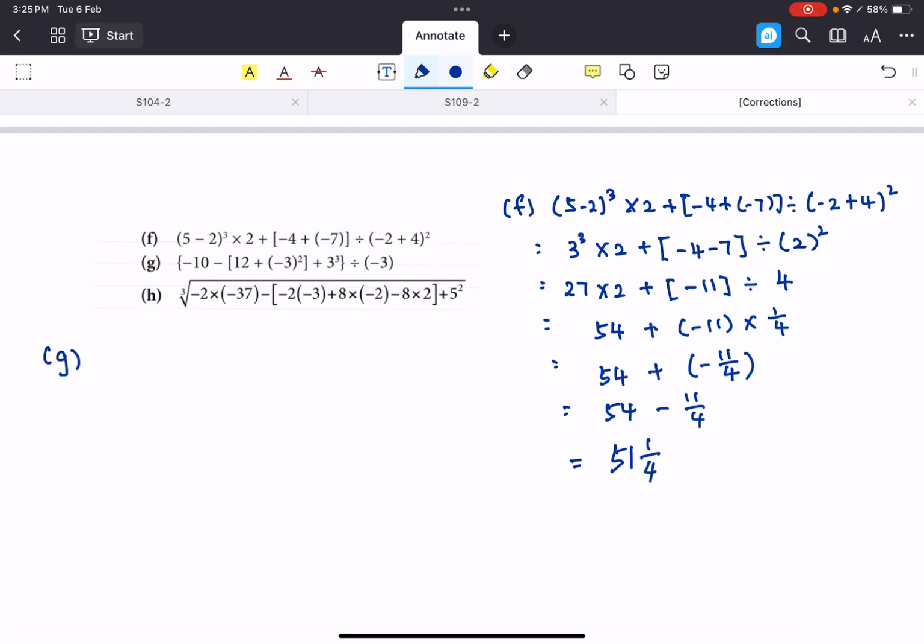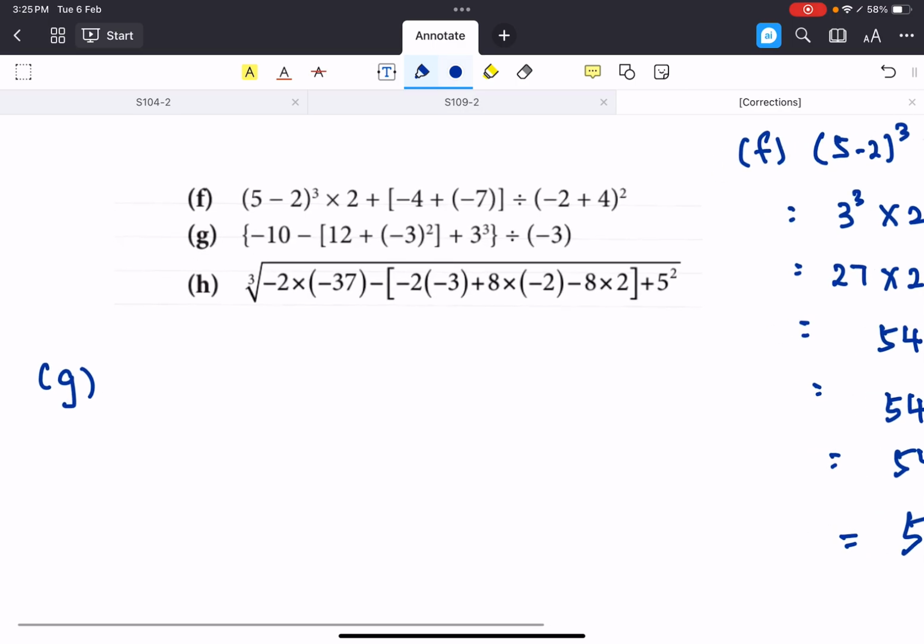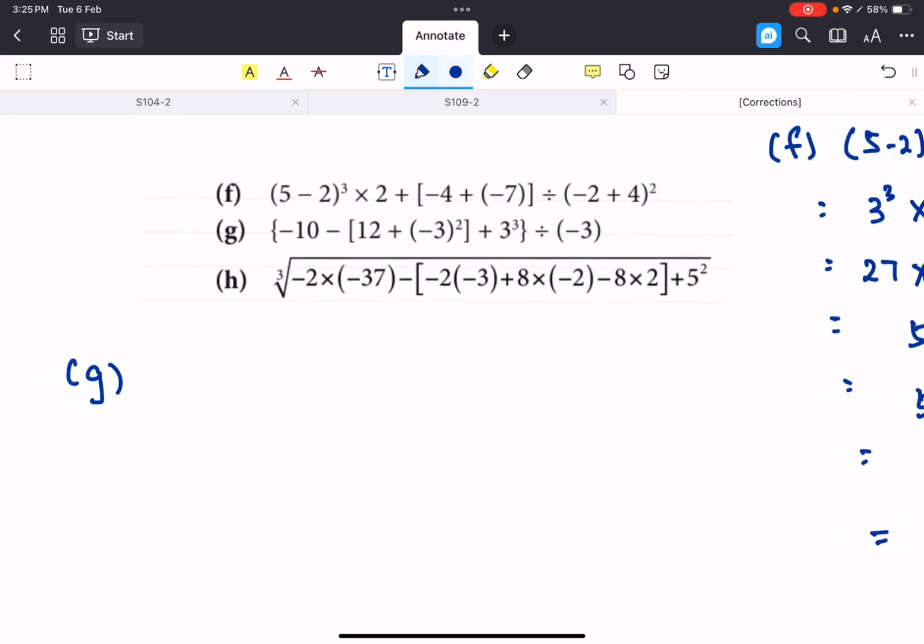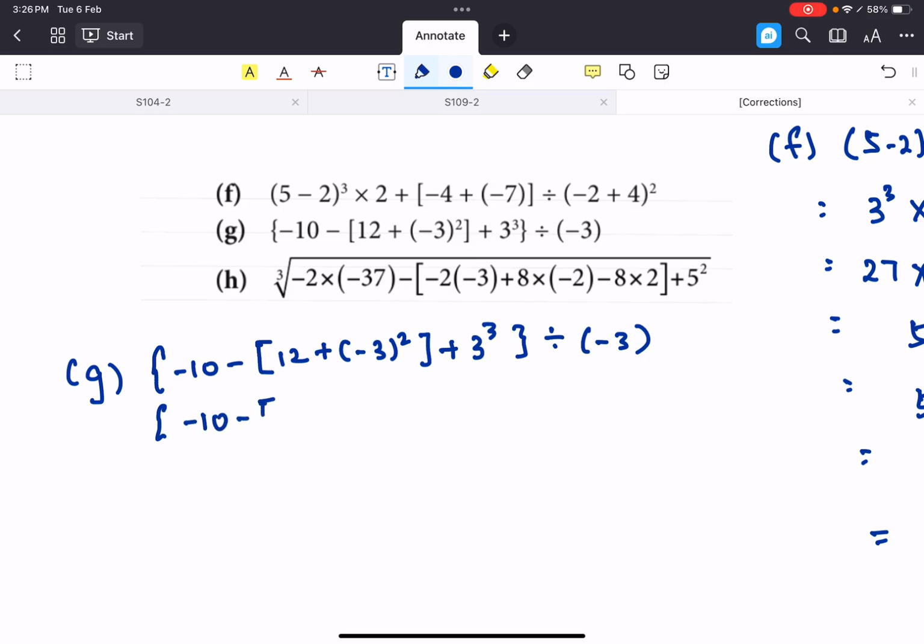Okay, let's look at part G. Let's write it here. Part G, let's zoom in a little bit. We have negative 10 minus 12 plus negative 3 squared plus 3 cubed divided by negative 3. So same thing, let's break it down step by step, don't be in a rush. We have negative 10 minus, okay, over here we have 12 plus 9 plus 27, right? And here we times negative 1/3.